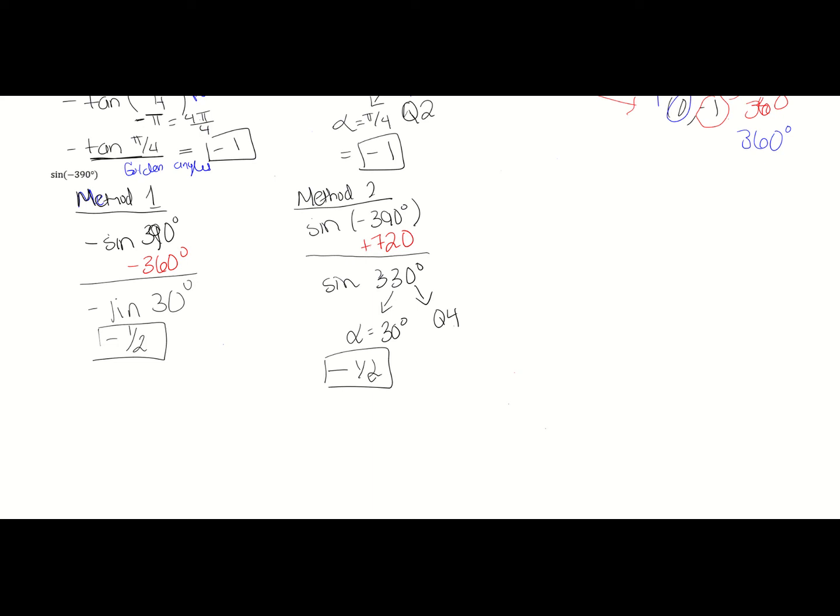So in this one, first I use the odd property, and then I use coterminal, and then I use the golden angles. In this one, first I use coterminal, and then I use reference angle. So there are multiple ways to do it, and I just wanted to show you some of the different ways.